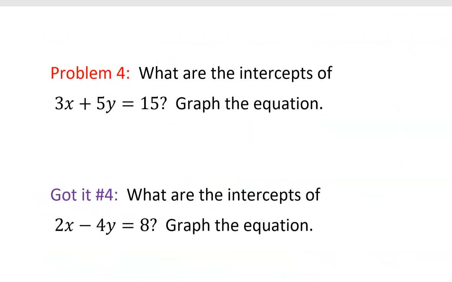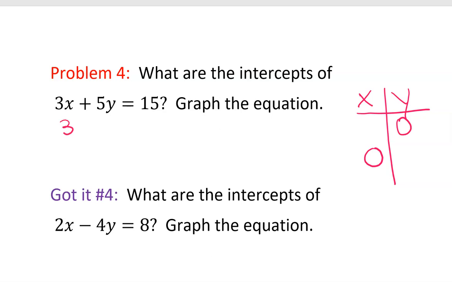Problem number 4. What are the intercepts of 3x plus 5y equals 15? So basically, when you are looking at these two, I'm going to show you 2 different ways to do this one. So the x-intercept would be what is x when y equals 0. The y-intercept would be what is y when x equals 0. So all we have to do is plug those numbers in. A lot of times I will just cover up whichever one is getting the 0 and solve that, but you can certainly substitute them in as well.